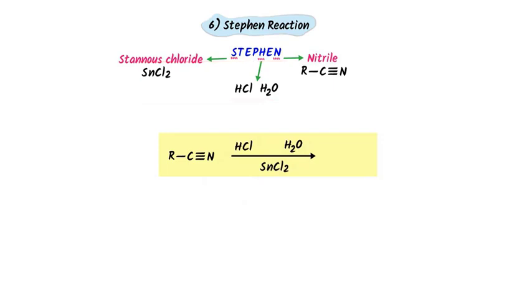Now I say the Stephen reaction is a reduction reaction. I mean, I cut this triple bond and add HO to it. I get aldehyde RCHO. Thus in the Stephen reaction, we convert nitrile to aldehyde.